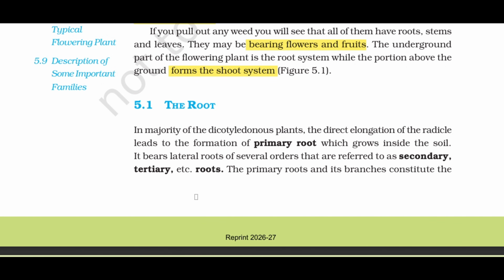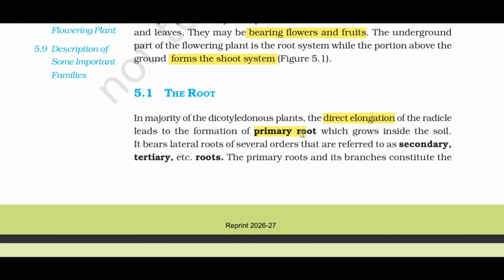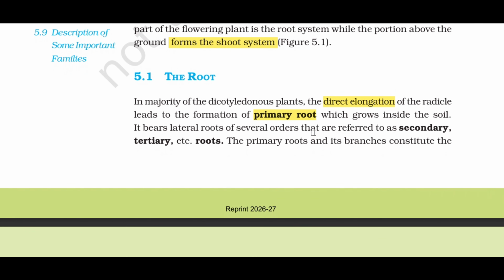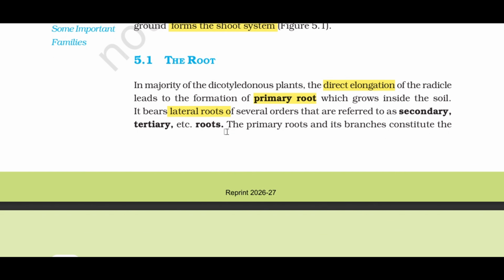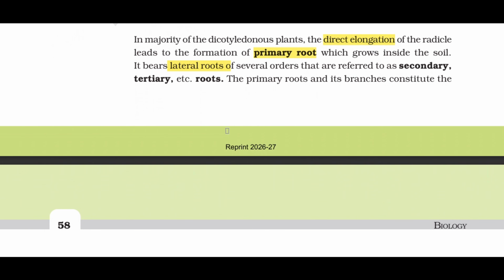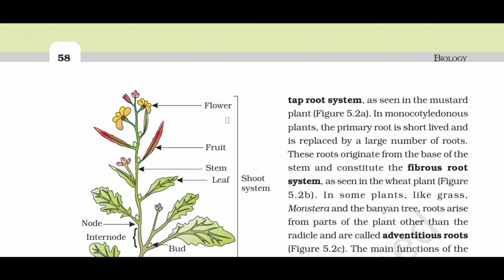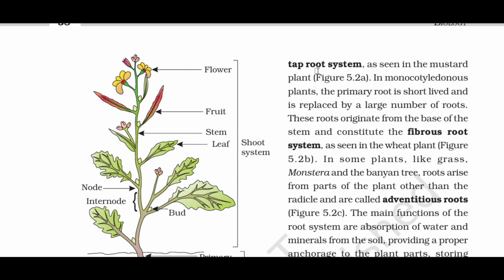5.1 The root. In majority of the dicotyledonous plants, the direct elongation of the radicle leads to the formation of primary root, which grows inside the soil. It bears lateral roots of several orders that are referred to as secondary, tertiary, etc. roots. The primary roots and its branches constitute the tap root system, as seen in the mustard plant, figure 5.2a.